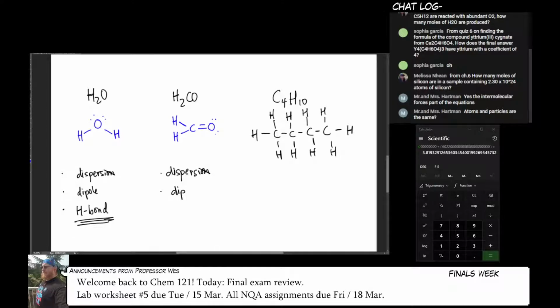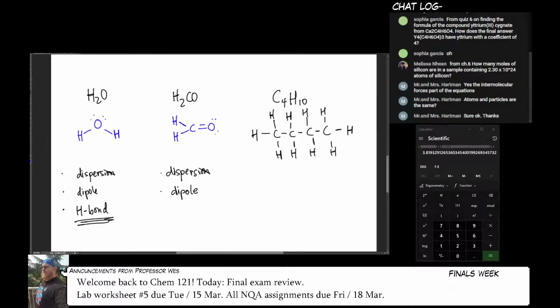Formaldehyde has dispersion because everything has dispersion. And it has dipole forces because it has a dipole. It looks like this, because oxygen is more electronegative than the hydrogen end. But it cannot hydrogen bond because there's no hydrogen attached to this oxygen here, right? So all it can do is dipole. That's the best that it's got. And then butane is just dispersion. That's all it can do. It's just sitting there.